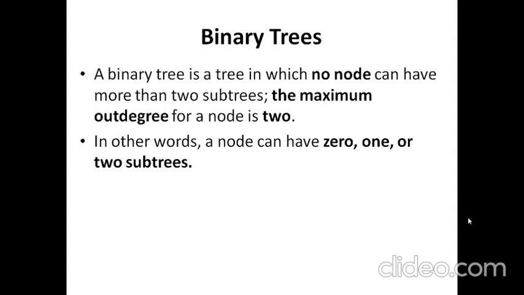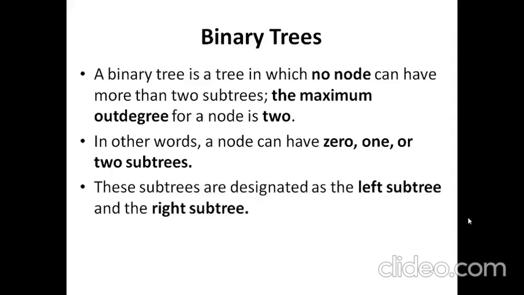So the allowed out degree for a binary tree is that it can have 0, 1 or 2 subtrees. Leaf nodes will have 0 subtrees, and all other internal nodes will have either 1 or 2 subtrees. And now we can classify the two subtrees as left and right subtree, because a node can have at most two subtrees. We can conveniently call them the left subtree and right subtree. And each subtree itself is a binary tree.